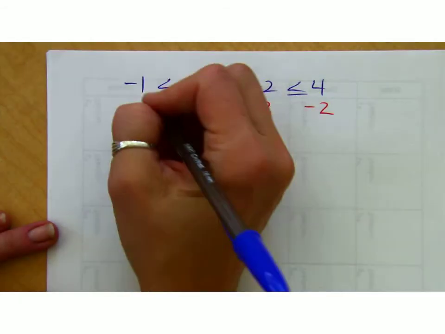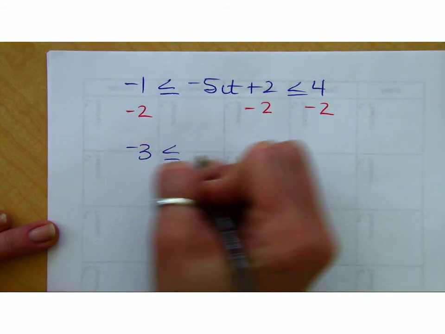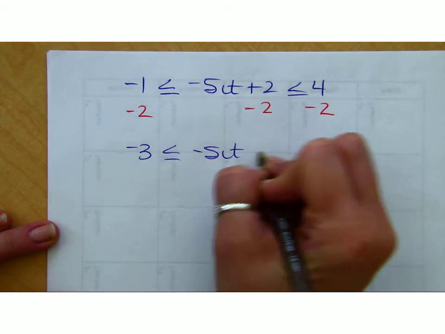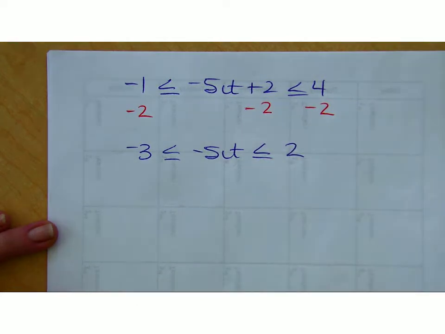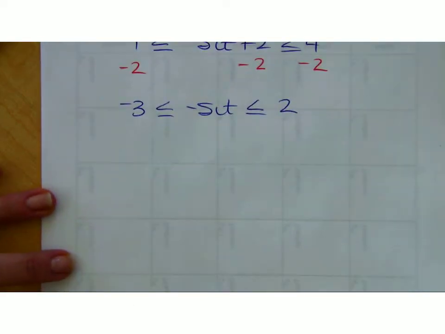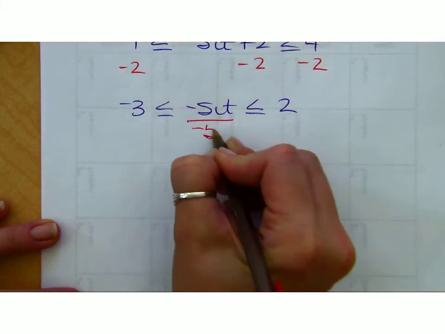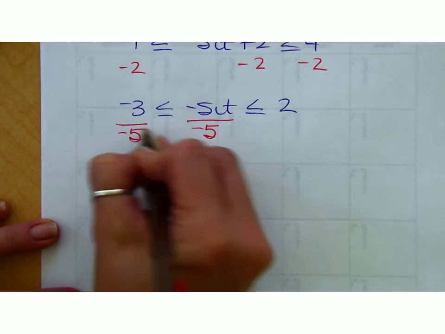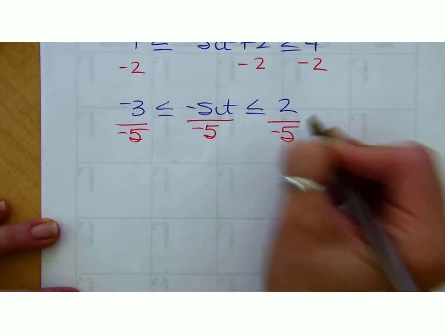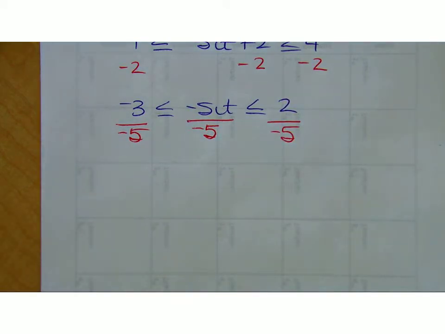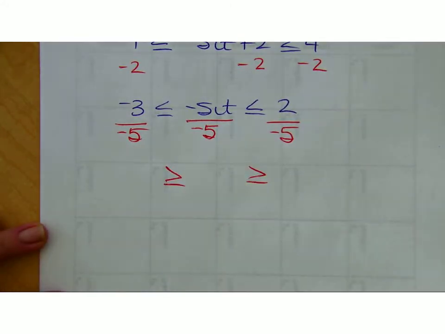So this leaves you with -3 is less than or equal to -5t, which is less than or equal to 2. What is my next step? Divide by what? A -5. Let's see what that means. It means if I divide the middle by -5, I have to divide the left by -5, I have to divide the right by -5, and be careful. You know what I'm going to do before I even start to figure stuff out? I'm going to flip them right away. That way, I know I remembered to do it.